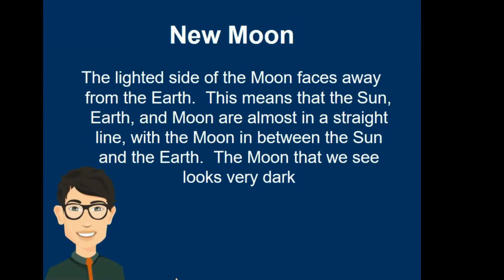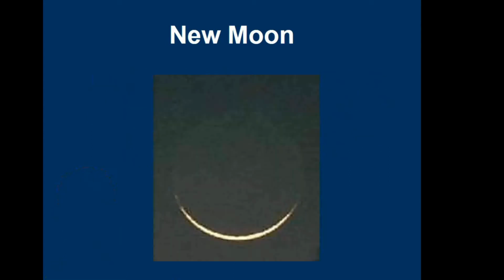New moon. The lighted side of the moon faces away from the earth. This means that the sun, earth, and moon are almost in a straight line, with the moon in between the sun and the earth. The moon that we see looks very dark.